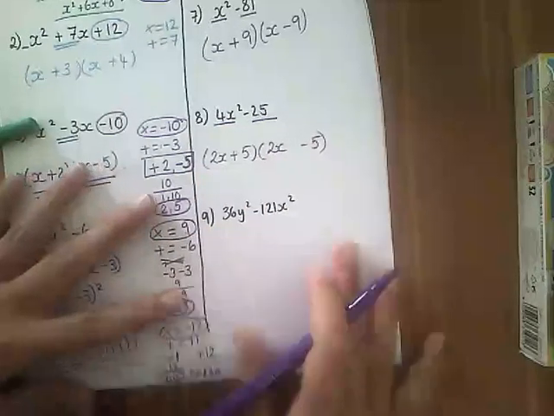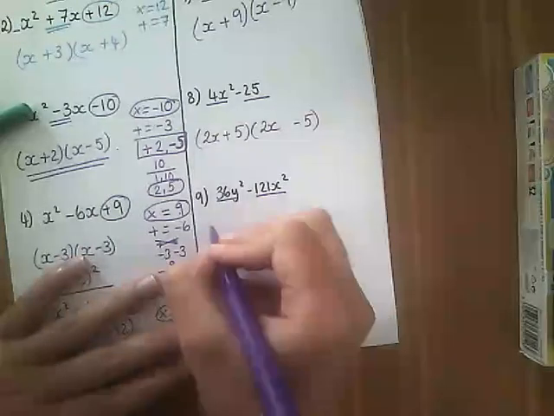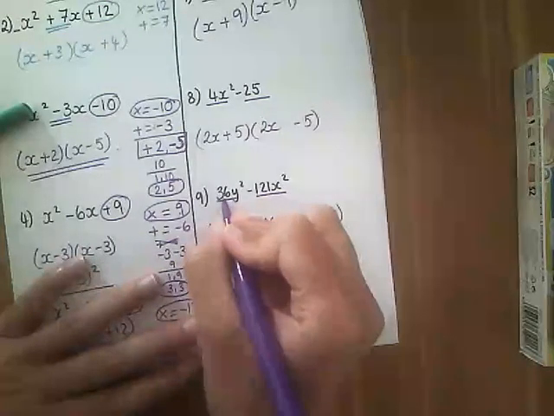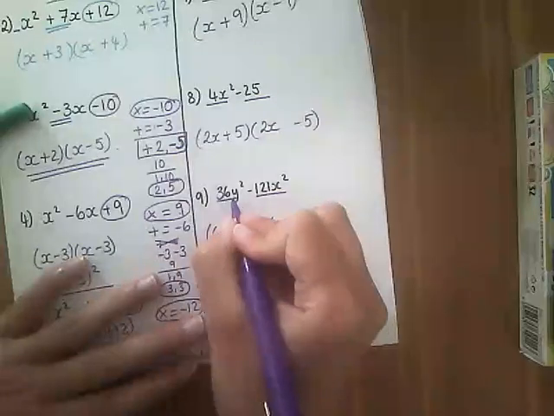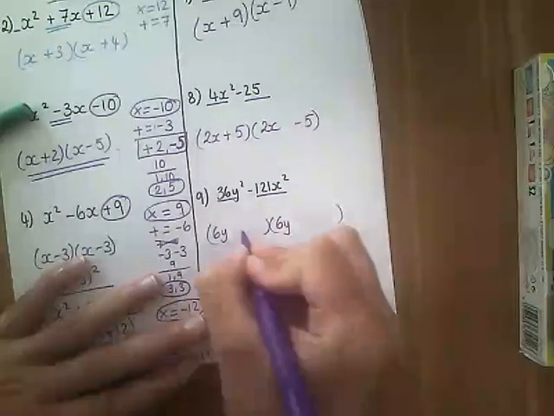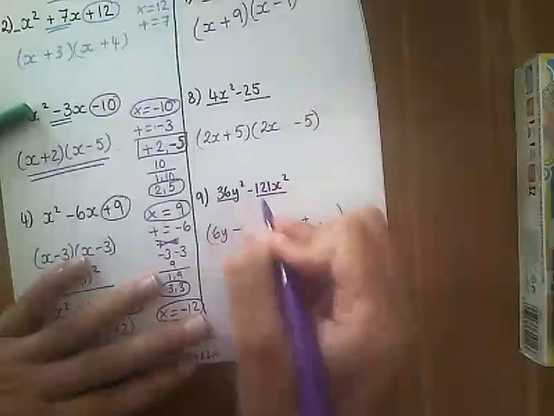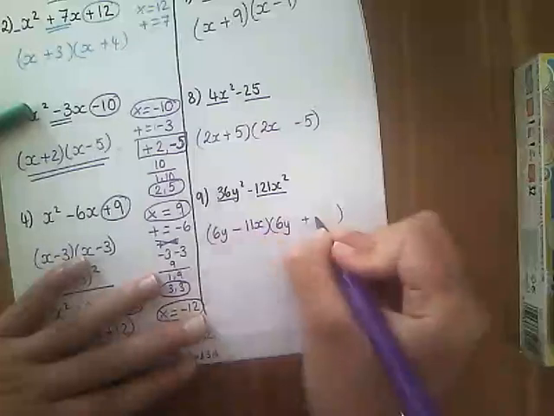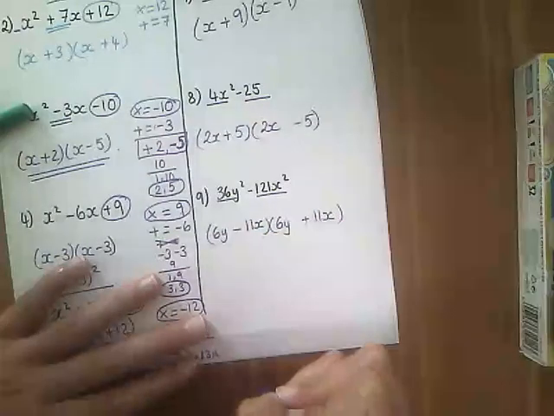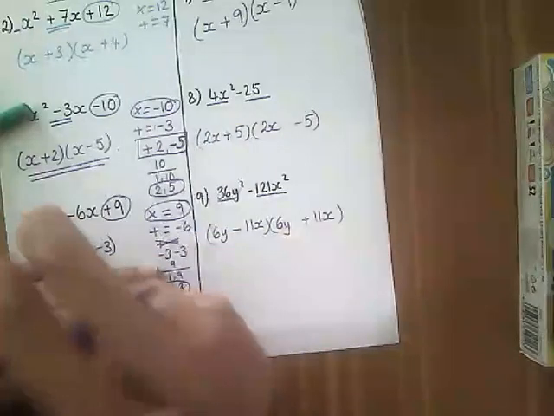Okay, similarly here, this is another difference of two squares, both of these being square numbers. So square root each bit. Square root of 36 is 6, square root of y squared is y. So 6y in both of them. One's a plus, one's a minus. Square root of 121x squared is 11x. So it's 6y minus 11x, and 6y plus 11x. I hope that helps.